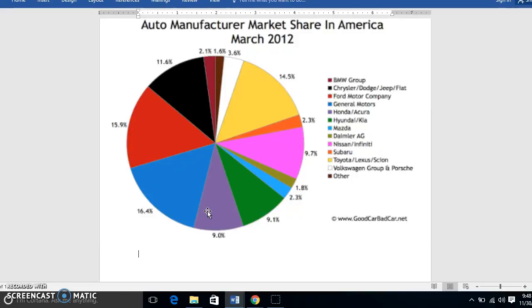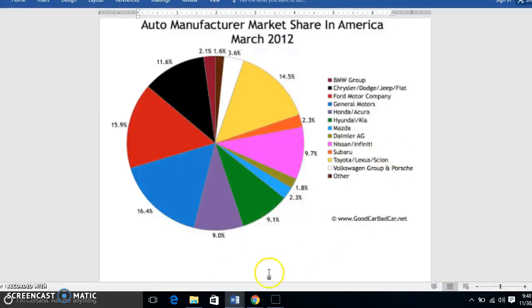And a market share is how much of a particular market does a company own or have. So this market share for automobile manufacturers in the United States, the majority or the largest manufacturer is General Motors in the United States currently.